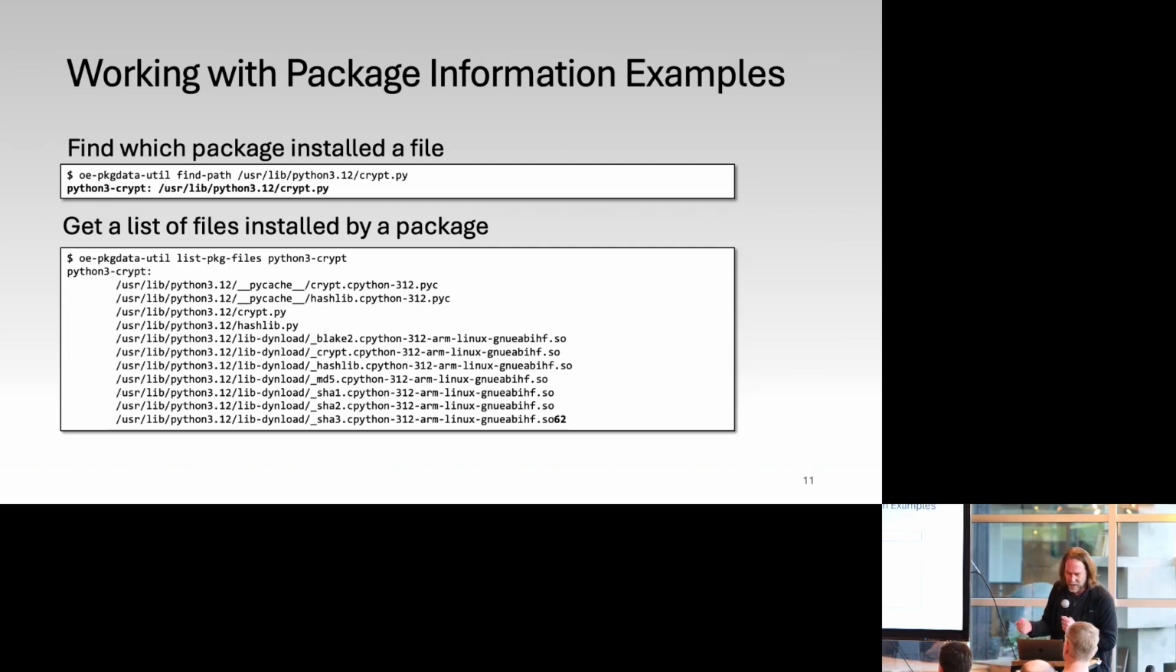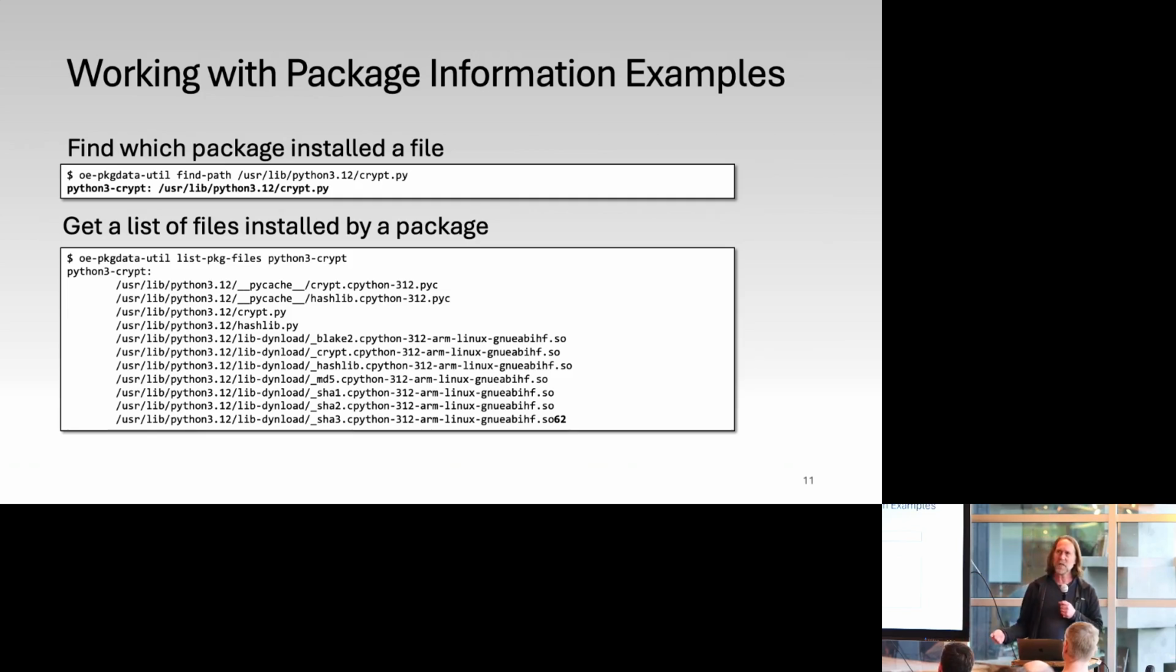So here I'm just doing a util find path on the userlib python 3.12 crypt.py. I wanted to find out what installed that particular package. And then that comes in, and it tells me that it comes from the Python 3 crypt, which I could have guessed anyway, but when I was creating the slides, I wanted some quick examples, and that was the first thing I thought of.